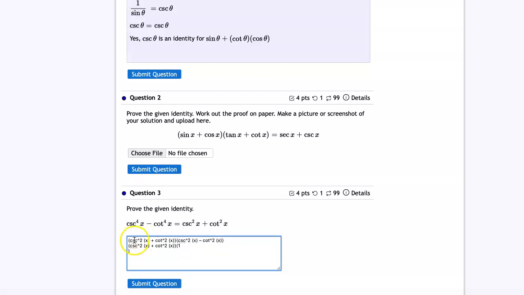And then, of course, having replaced it with 1, my answer is now equal to simply cosecant squared x plus cotangent squared x, and that is the right-hand side. So this turned out to be a pretty simple problem, and it wasn't so bad to type up after all.